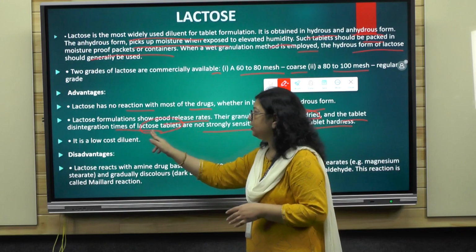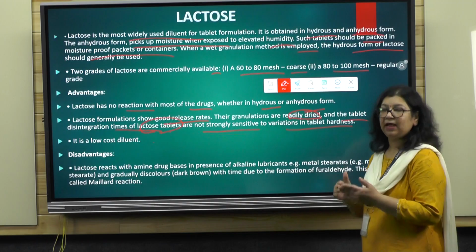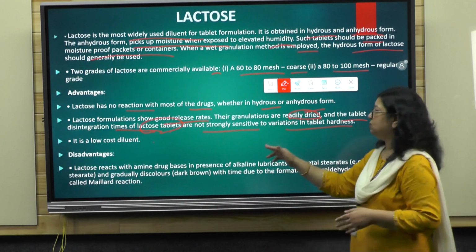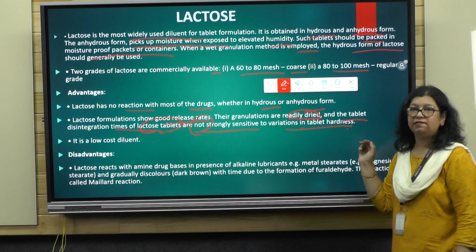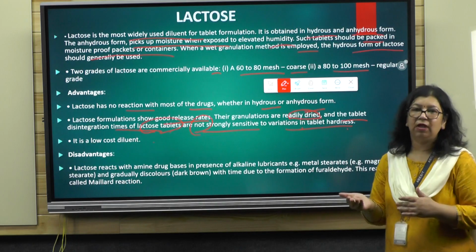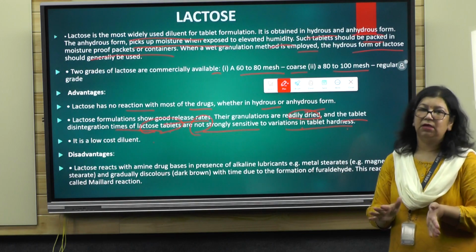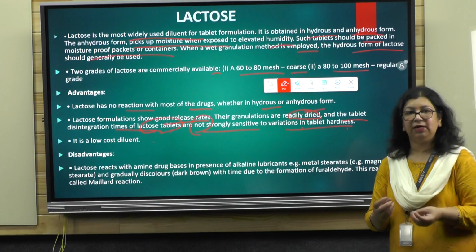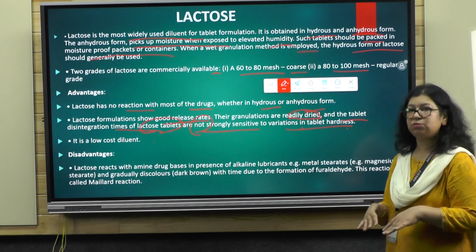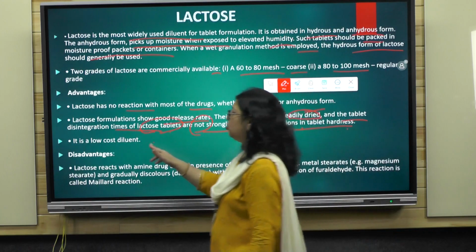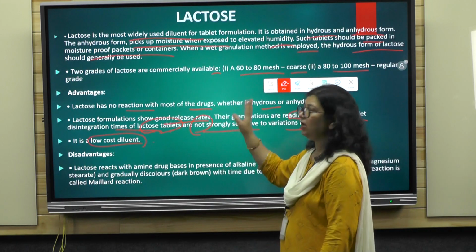when we are using lactose in the tablet, is not sensitive to the variation in tablet hardness. Even if the tablet hardness is more, it will not affect the disintegration of the tablet. However hard the tablet is, it will eventually disintegrate in the water or the gastric mucosa as soon as the patient swallows it. And it is a low cost diluent. It is the cheapest one, widely used and widely available.